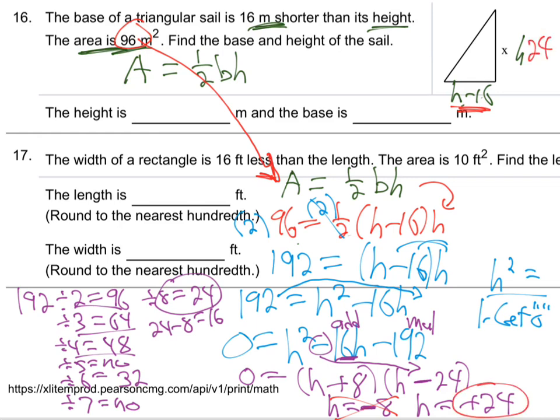So come back here. The height is 24. But what's the base? Well, the height right here, 24 minus 16, that's 8. That is the base. That negative answer we threw away for height ends up being the other answer for base. That almost always happens. So there we go.